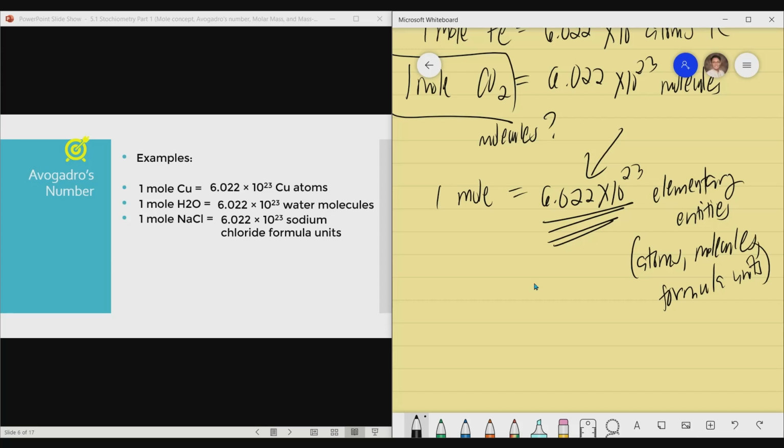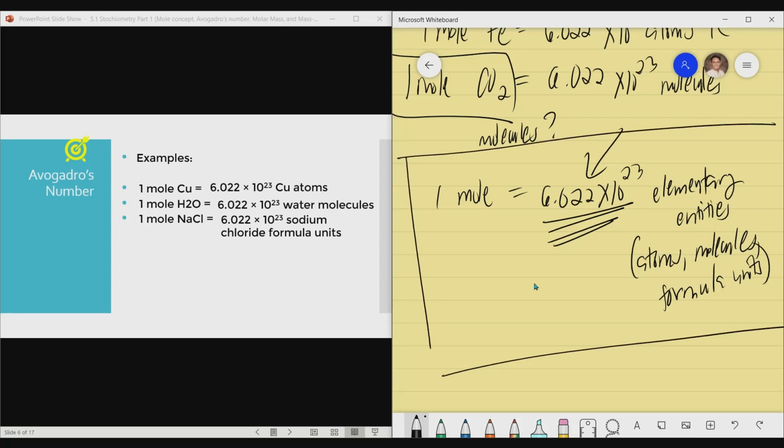Say for example, how many molecules in one mole? Your answer will be 6.022 times 10 raised to 23. This will be your particular conversion factor if you want to know the equality or the components for your 1 mole, convert it into atoms, or 1 mole, convert it into molecules, or 1 mole into formula units. The value for your elementary entity will always be the Avogadro's number.